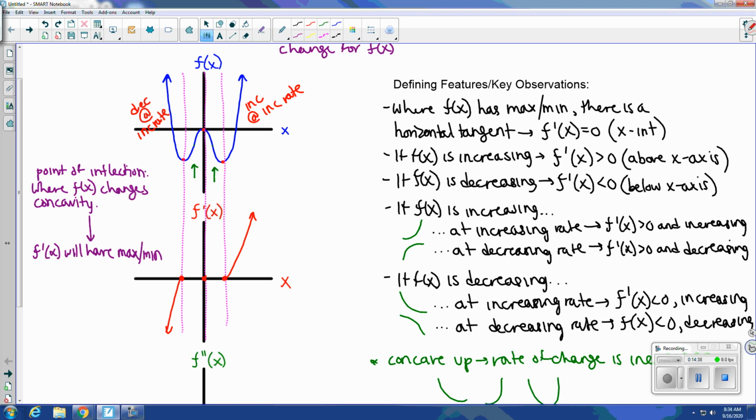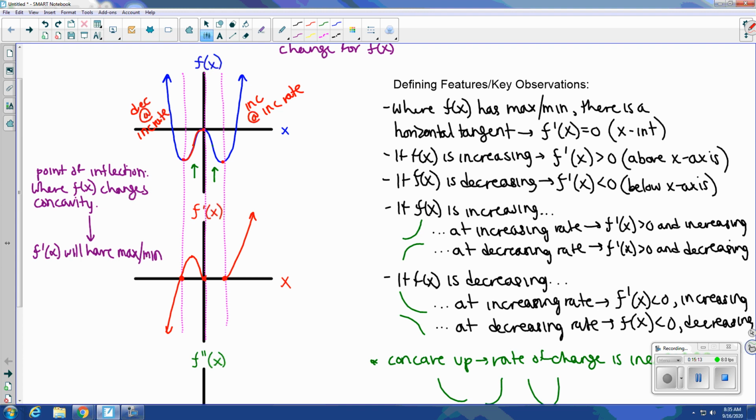We can see at first along this piece that's concave up, so it's increasing at an increasing rate. So f prime is going to be above 0, and it will be increasing. And then we reach the point of inflection, and this graph is increasing, but now at a decreasing rate. So f prime will still be above 0 because f of x is increasing, but because it's going at a decreasing rate, f prime starts to decrease. Okay, so now you can see where that max comes from. So right when the change in concavity occurs, we have a max for f prime.